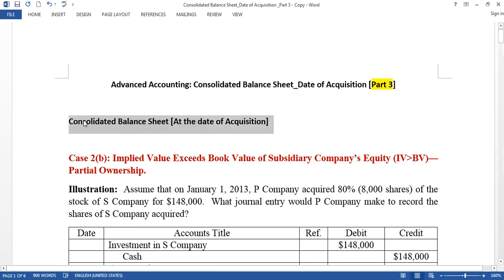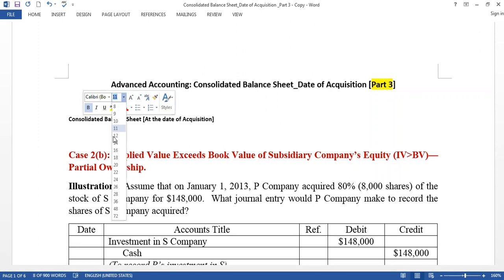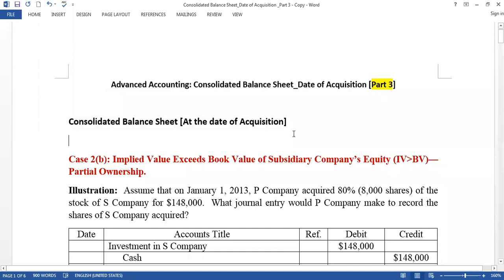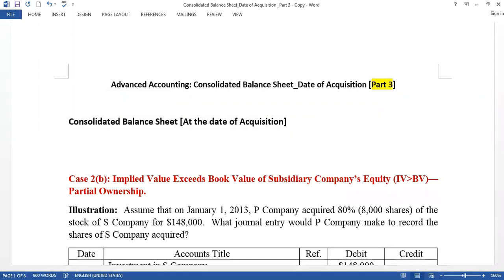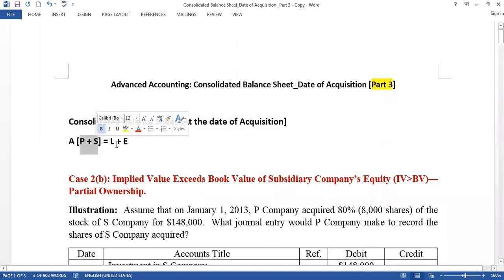Now we should know what is the equation of the consolidated balance sheet? It is assets equal liabilities plus equity, right? This is the balance sheet equation. And here you should remember that this asset should be the parent company's assets plus the subsidiary company's assets.